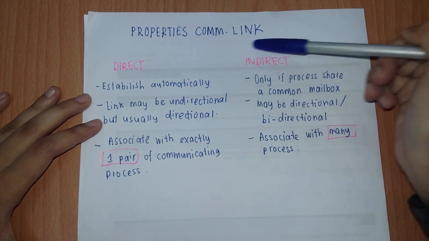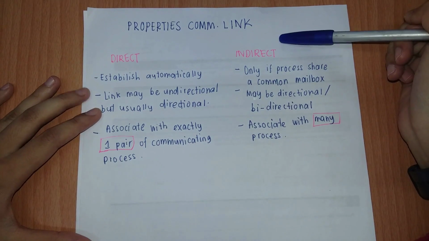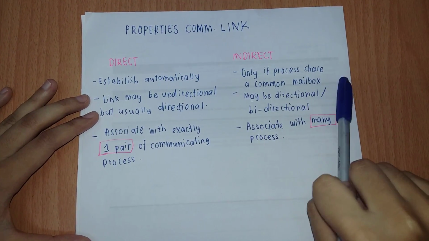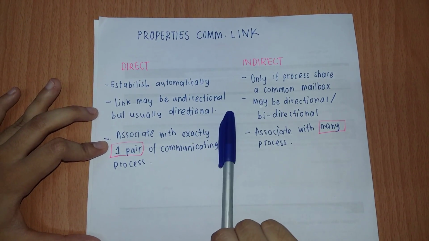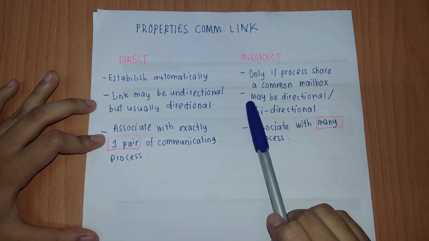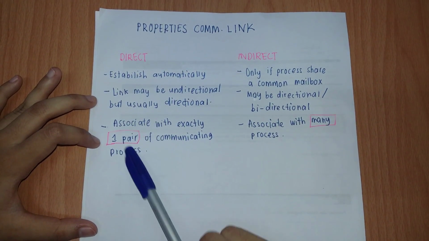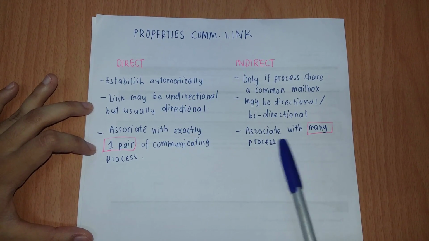Properties of a communication link: we have two types, which are direct and indirect. Direct is established automatically, while indirect works only if processes share a common mailbox. A link may be unidirectional, but is usually bidirectional for direct, while indirect may be unidirectional or bidirectional. Direct is associated with exactly one pair of communicating processes, but indirect is associated with many processes. I will explain about synchronization, buffering, and local procedure calls.